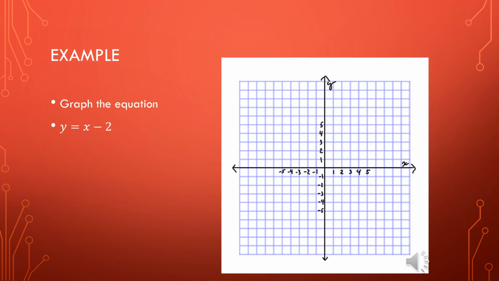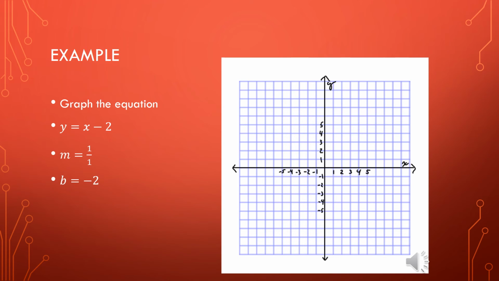Let's take a look at an example. Graph the equation y equals x minus 2. Pause the video at this point to give yourself a chance to do the example. The first thing I do is find my slope. There is an imaginary 1 in front of the x, so my slope is 1 over 1. My b is negative 2.